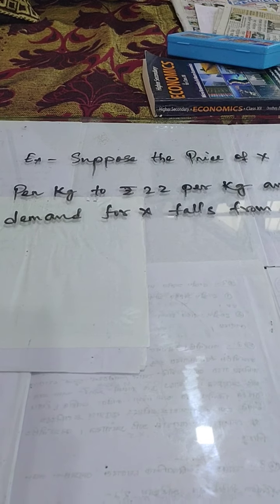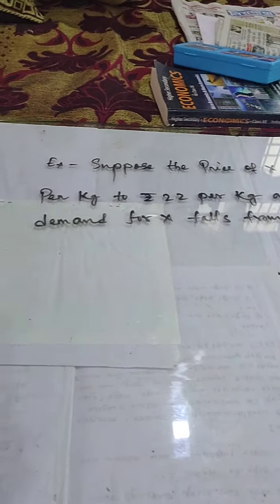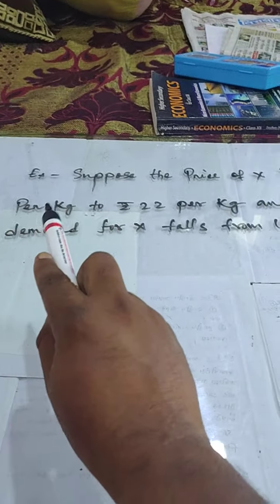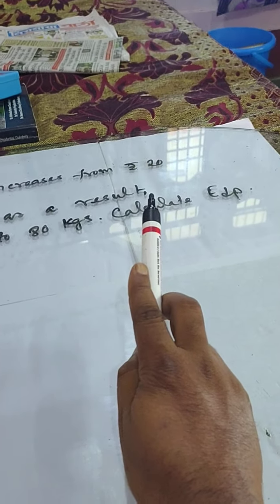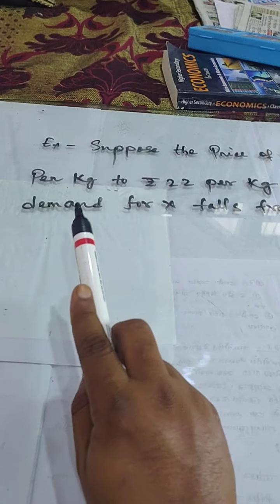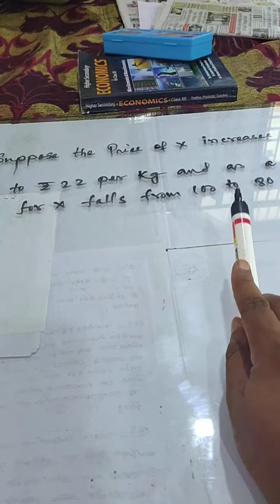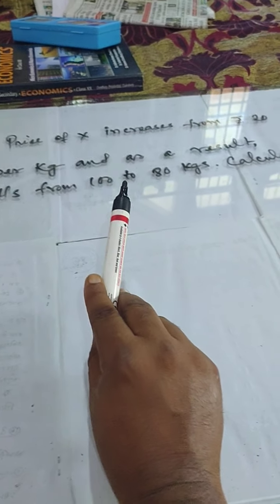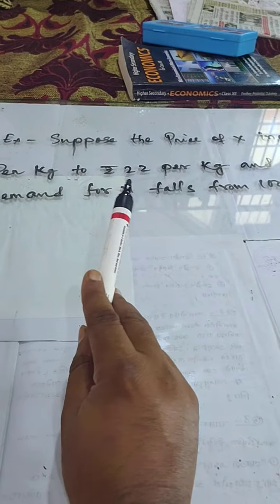Now I am taking an example to explain the concept of price elasticity of demand. How can you determine the value of price elasticity of demand? First, go to the statement of the example. Suppose the price of X increases from rupees 20 per kg to rupees 22 per kg. That means there is an increment in the price of commodity X.